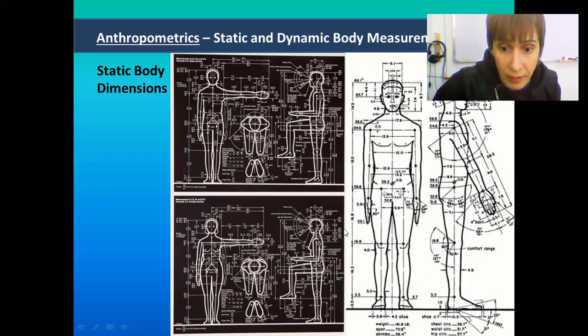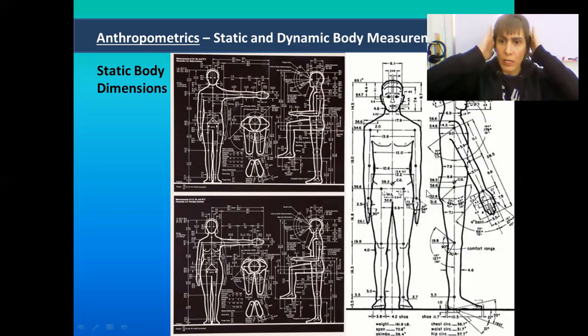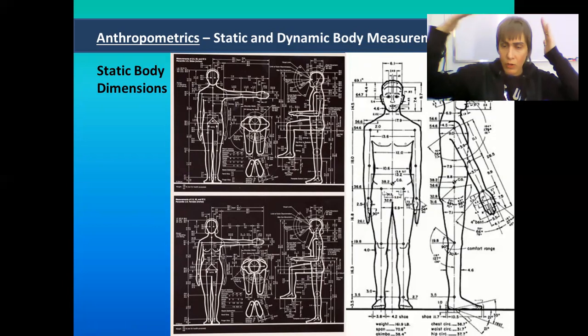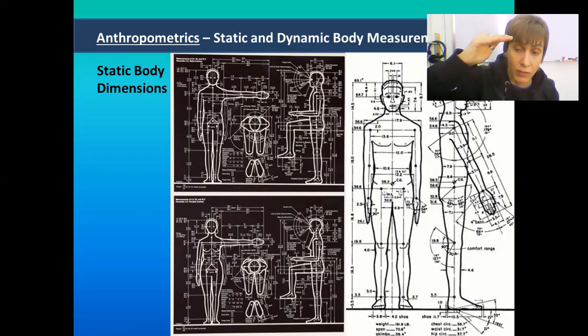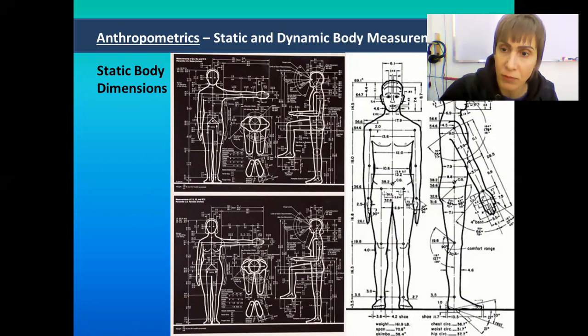Sometimes you will find 3 numbers together. For example, yes, from here to here. So the head, from here to here, how much is it? Okay, you will find this number. Sometimes you will find 3 numbers. What do the 3 numbers mean? It's usually the first is the 5th percentile, then the 50th, then the 95th.